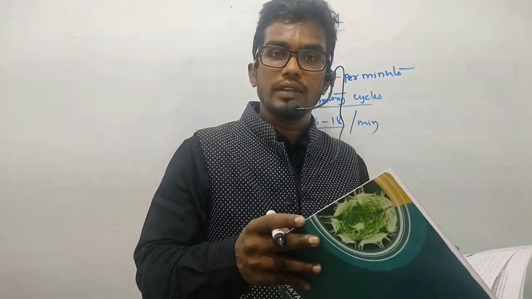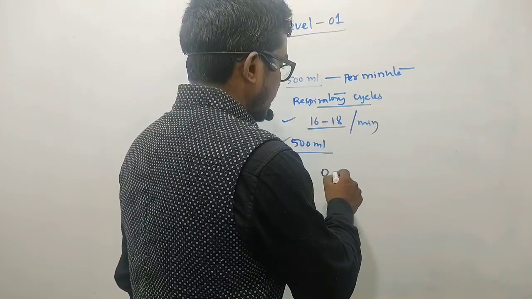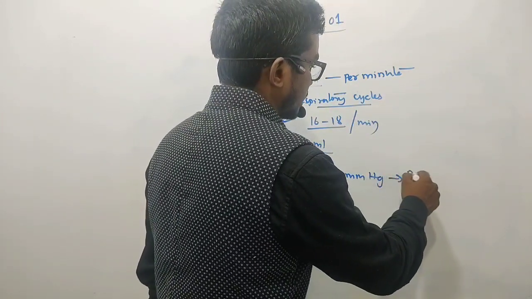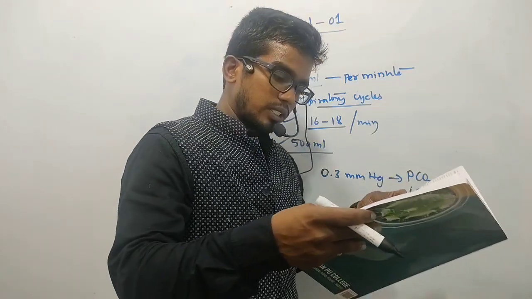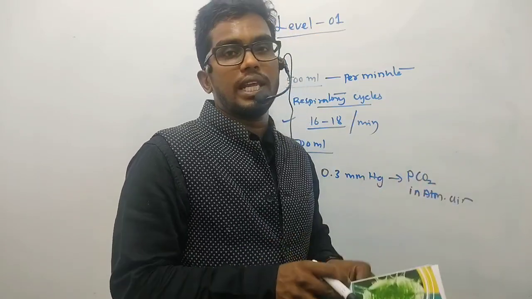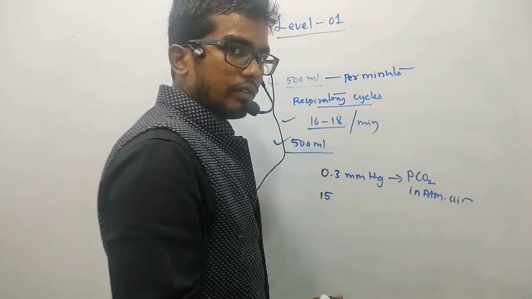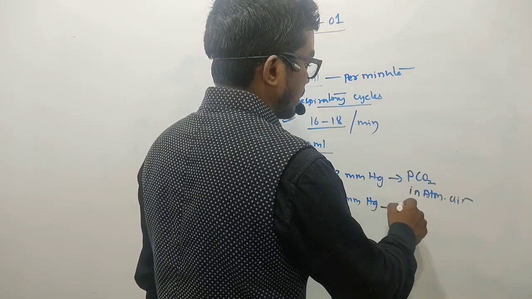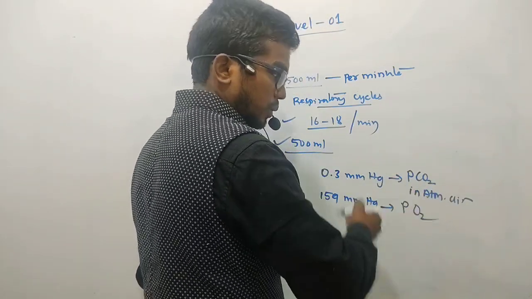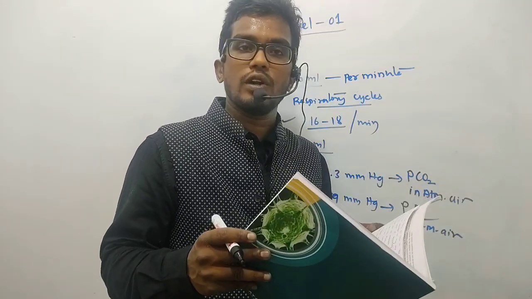Anyway, now we need to identify what will be the partial pressure of carbon dioxide and oxygen in the atmospheric air. The partial pressure of carbon dioxide is very low in atmospheric air. It is just 0.3 millimeter mercury. The partial pressure of oxygen in the atmospheric air is very high, my dear friends. It can be up to 158.8, approximately, but among the given options, 159 will be the appropriate answer. Approximately 159 millimeter mercury will be the partial pressure of oxygen. We represent it with PO2 in atmospheric air. So we can go for option number 4, which is the right one.